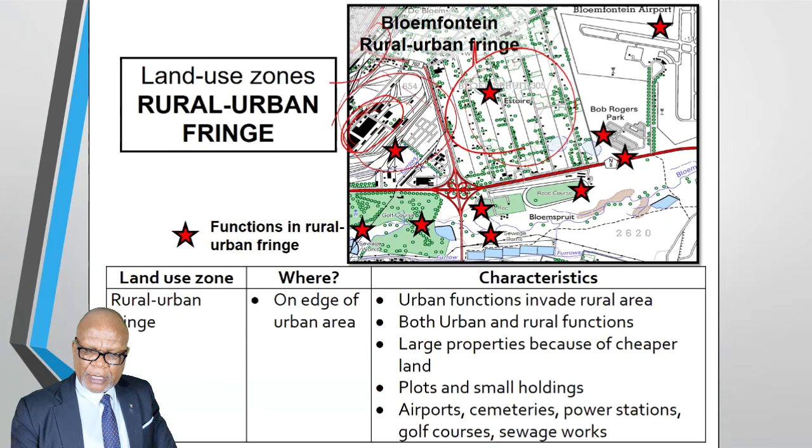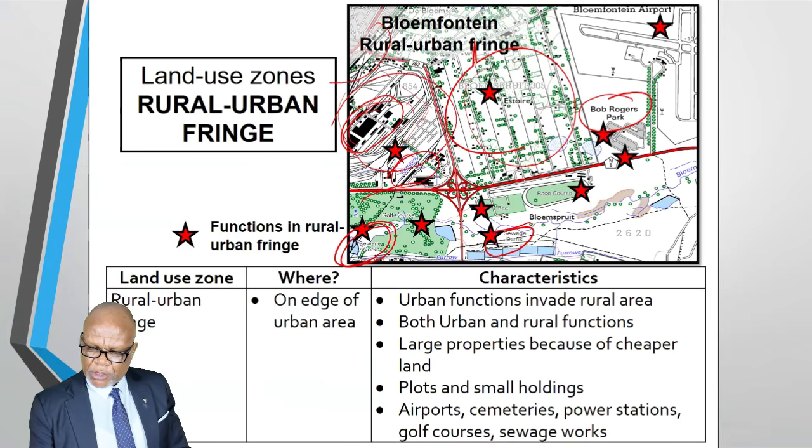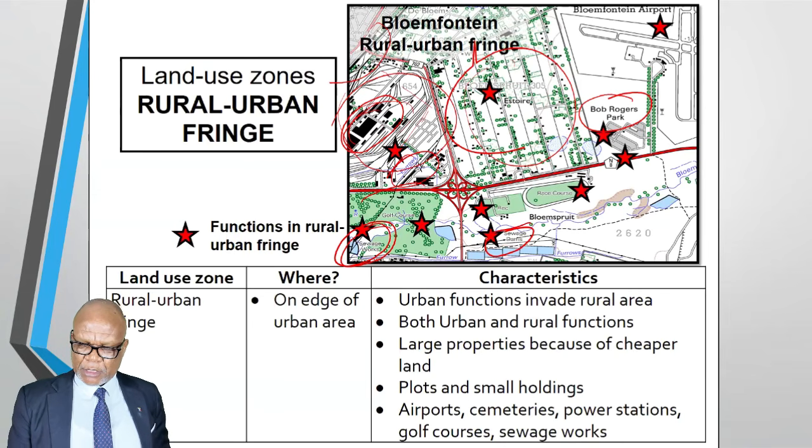You're going to find it there because of availability of transport network. You can see there's water availability there. That is where you're going to get your rural urban fringe. Also, you can see there's Bob Rogers Park there. You can see there's a park there. So this is where you will also find your sewage works. You see there's a sewage work outside the CBD before the rural. So that area is called a rural urban fringe.